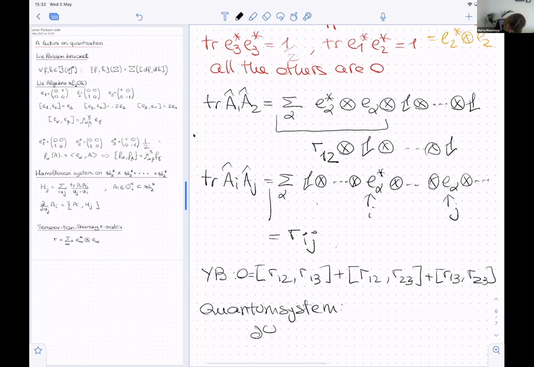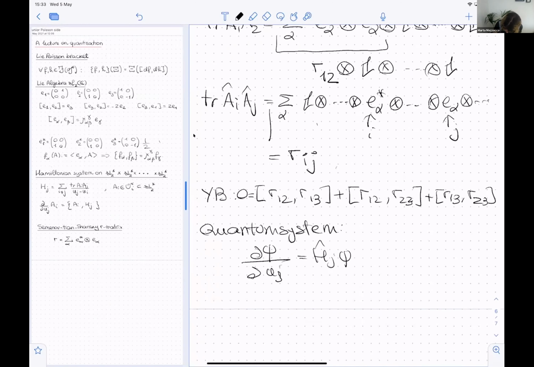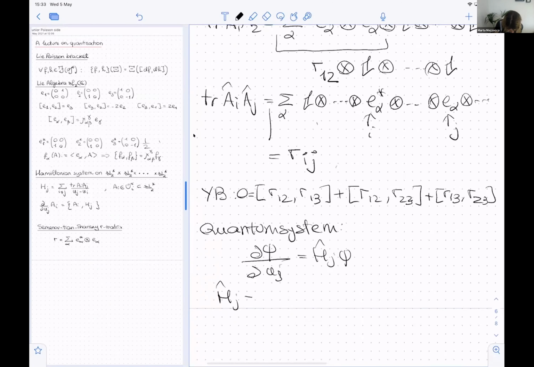is d psi over dy j equal to h j psi, in which this hj is the sum over i different from j of Rij over uj minus ui. And as I said, this is called the KZ, the Knizhnik-Zamolodchikov equation, and I think I stop here. Sorry for going slightly over time.